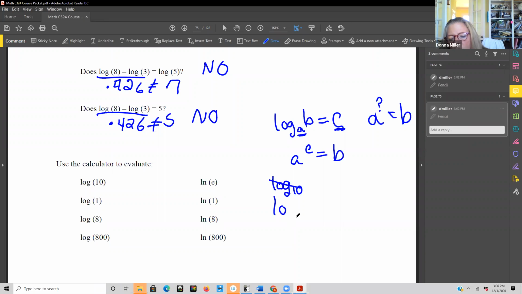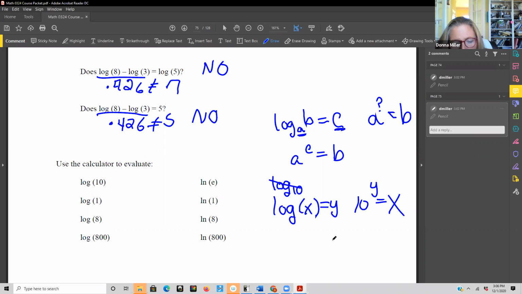So if I say the log of x equals y, I can write this as an exponent. There's a 10 here that's just not written. I would say 10 to the y equals x. So log base 10 is undoing an exponent with base 10.